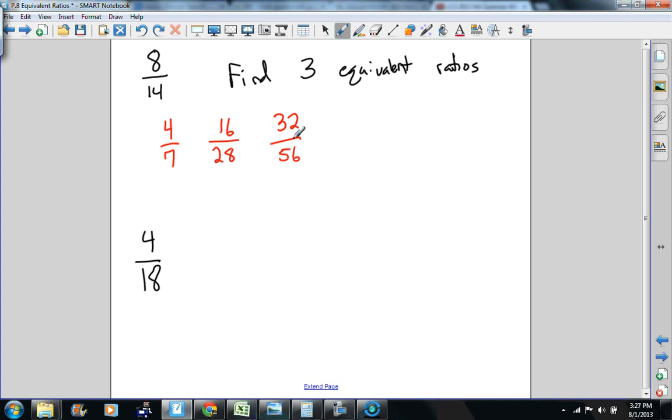There's literally an infinite number of ways to find equivalent ratios for these problems. So I want you to try to find 3 equivalent ratios for the bottom one. Some examples here could be 2 over 9, 6 over 27, 8 over 36, 16 over 72. Millions upon millions of options that you could have picked for these numbers. Those are just some of them that would work.